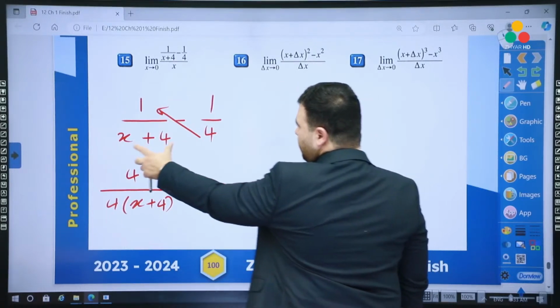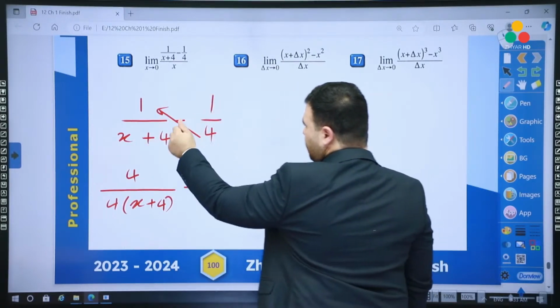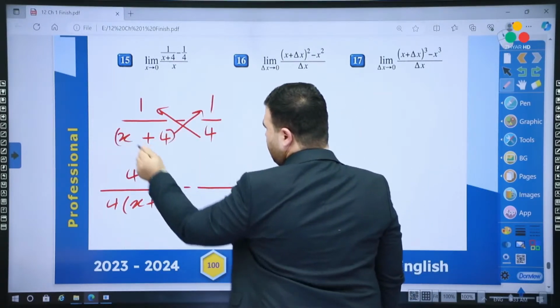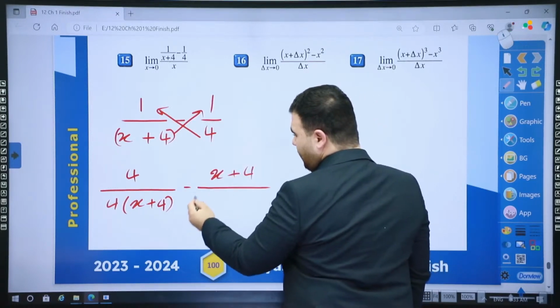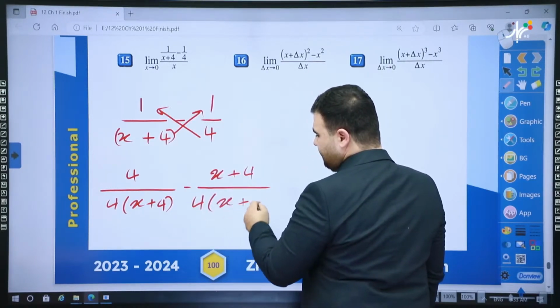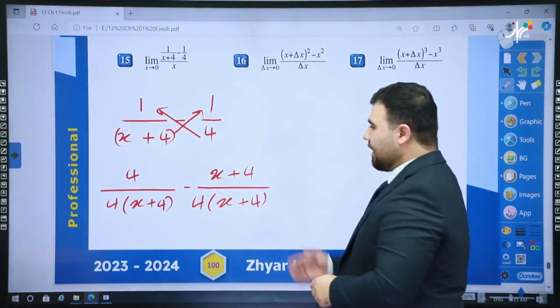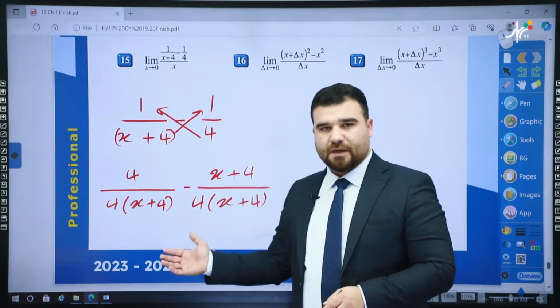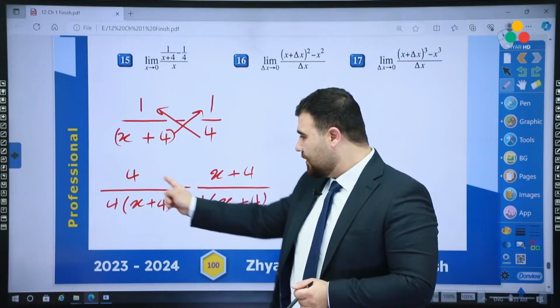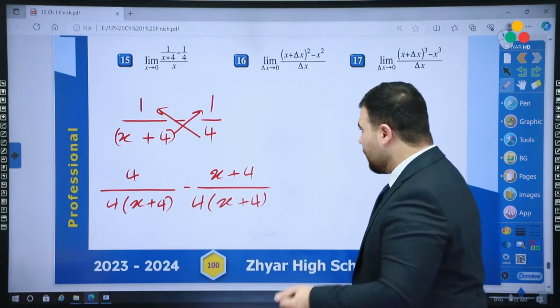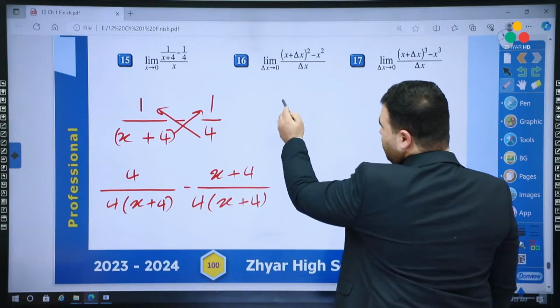Minus, we multiply x plus 4 here by up and down. Then it will be x plus 4 over 4 times (x plus 4). Now I have two fractions. Between them is minus. I can manually subtract, that's 4 minus 4. Or we can write this as one fraction.